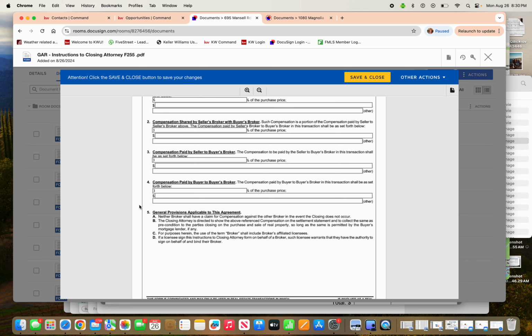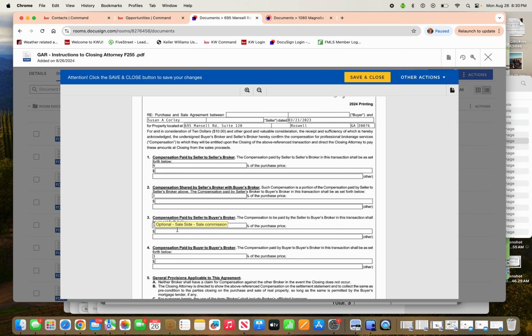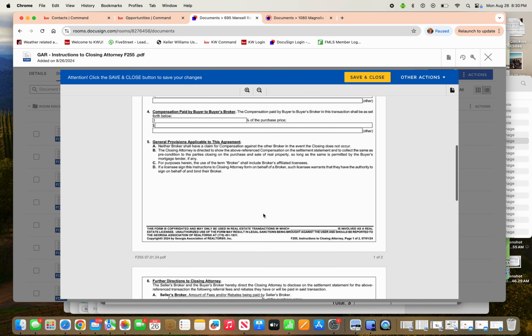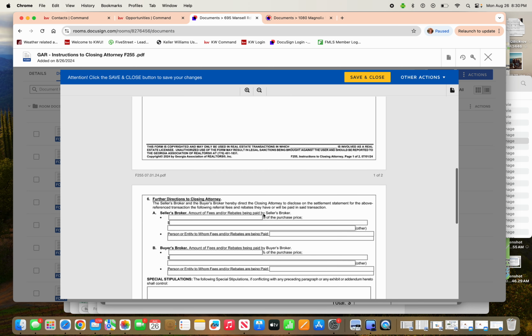Or if compensation paid by buyer to the buyer's broker, this means that all 3 of these are 0, and that the compensation paid by the buyer to the buyer's broker is basically your buyer is paying your compensation for helping them buy the house. And that's something you would have had that conversation in when you did your buyer brokerage presentation and went over that document with them. So that is the quick and skinny of it on the instructions to closing attorney.